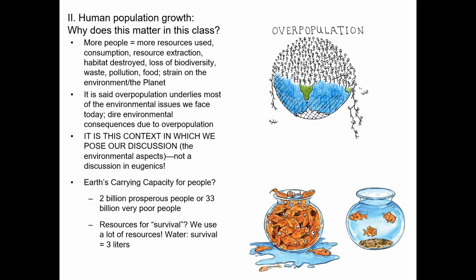The more people there are, the more resources that are used, the more that's consumed, the more resource extraction, the more habitat that's destroyed, we lose biodiversity, the more waste that's produced, the more pollution that's produced, the more food that's needed, and so forth. And therefore, because humans exploit and use so many resources and produce so much waste, we tend to be front and center, the cause of the environmental issues that we face today.